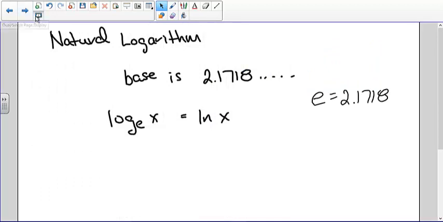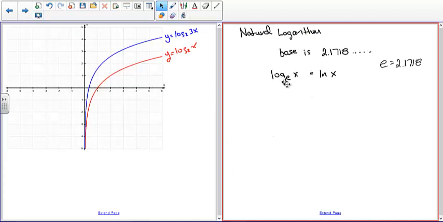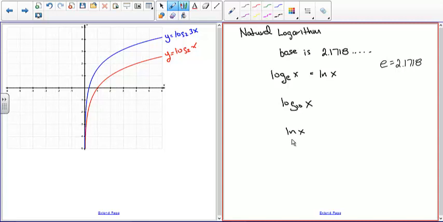And there's a special case of the logarithm where the base is e, and we just give it a special name. Instead of saying log to the base e, we just say ln, which stands for the natural logarithm. So when you see the natural log, it's automatically base e. On your calculator, you'll have log to the base 10 of x, or you'll have ln of x. These are the two calculator options.